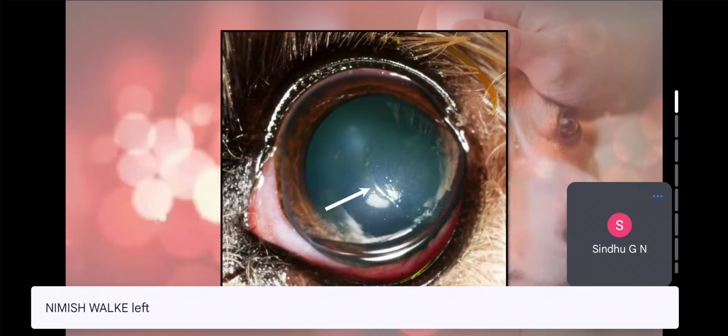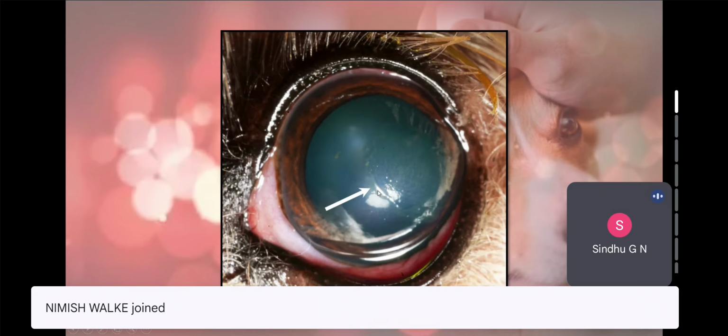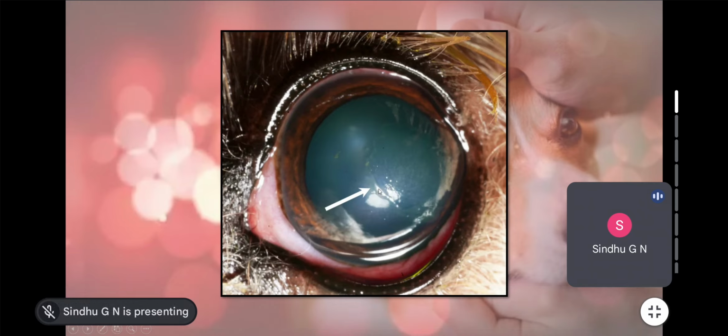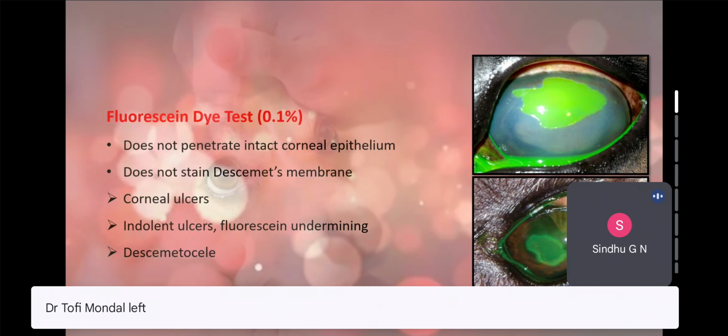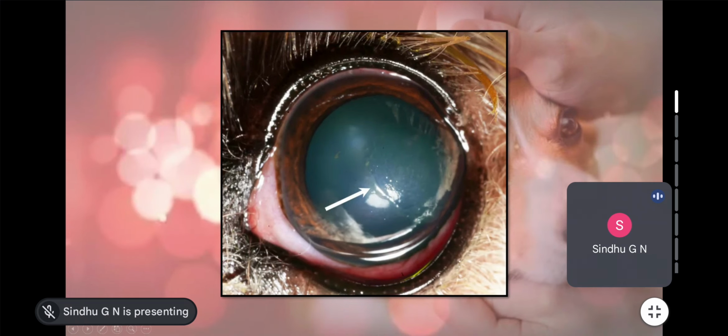With naked eye examination, it is a little difficult, unless that arrow is there to show that there is a big ulceration here. Once you put fluorescein, you will be able to see that a big ulceration is there, and loose epithelial margins here, that folded loose epithelial margin. Underneath this, the fluorescein dye goes and makes a margin like this. So this needs surgical intervention also.